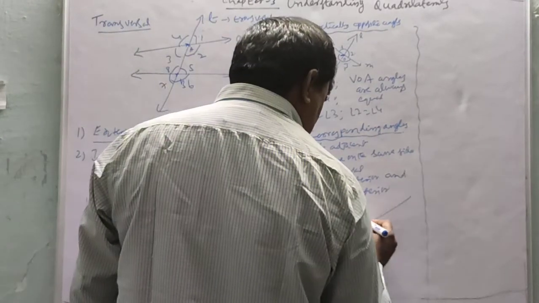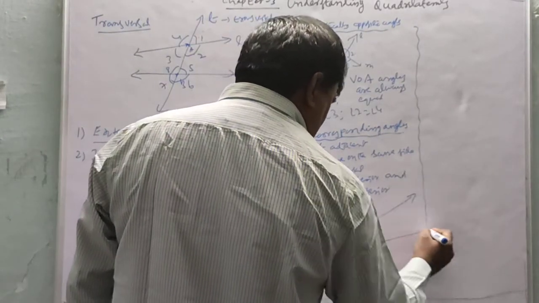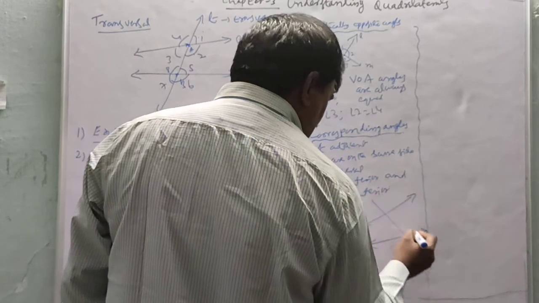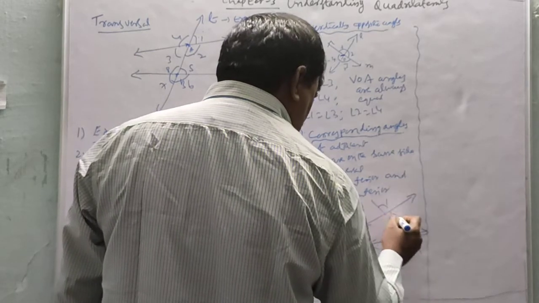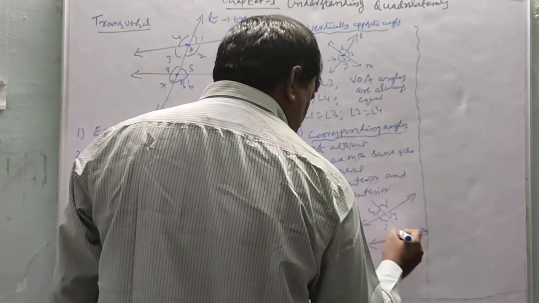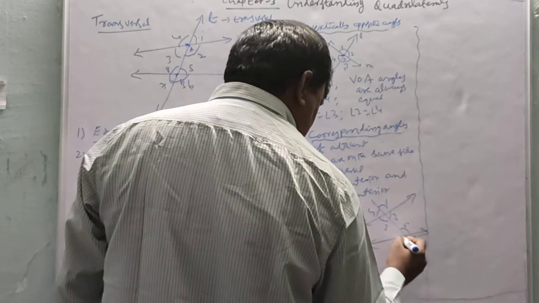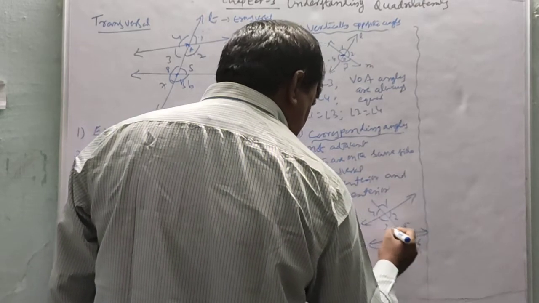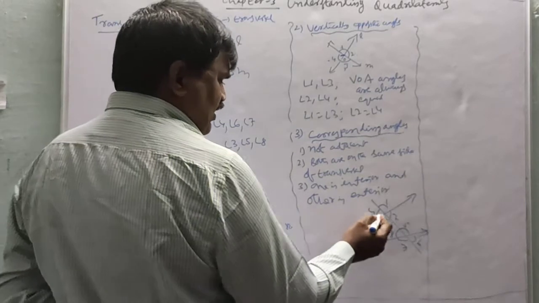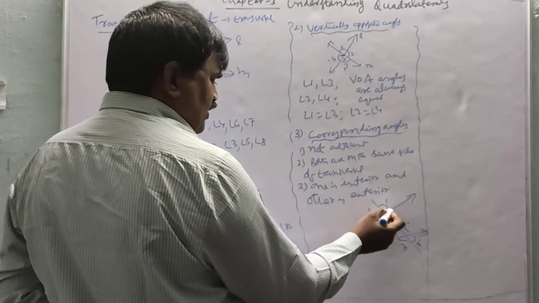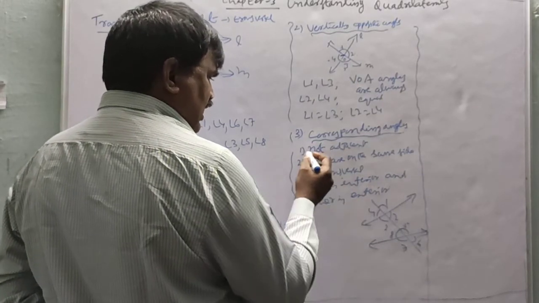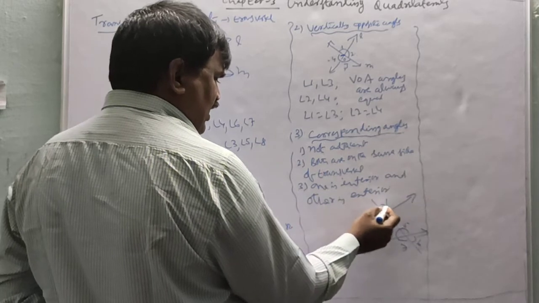So now let us see the figure. Once again I am drawing that figure. I am taking the angles 1, 2, 3, 4, 5, 6, 7, 8. Now if you observe this, observe 1 and 2. Let us check the conditions. First condition failed here for 1 and 2. Why?